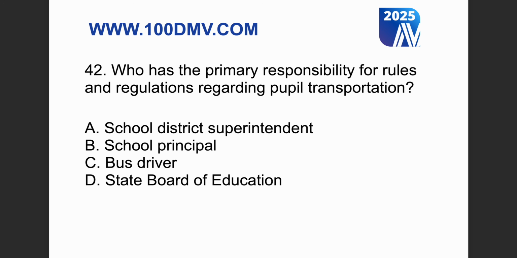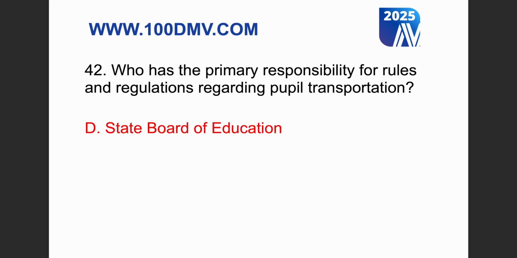42. Who has the primary responsibility for rules and regulations regarding pupil transportation? A. School district superintendent. B. School principal. C. Bus driver. D. Director, State Board of Education. Correct answer, D. State Board of Education.